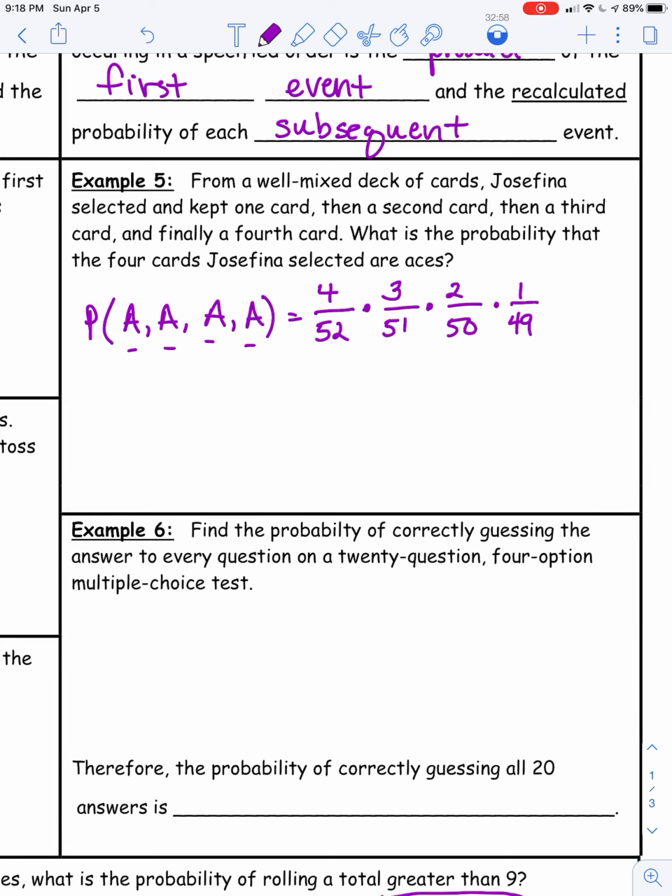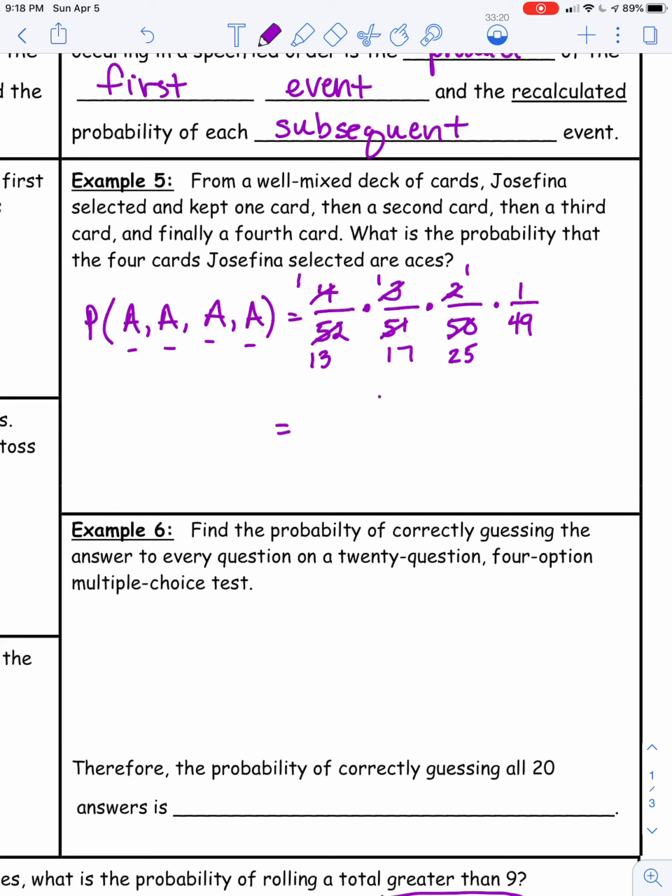Now, these are some big numbers here, and you might not be able to recognize that we can cross-cancel some of these, but we can. So let's see, 4 goes into 52 13 times. 3 goes into 51 17 times. 2 goes into 50 25 times. This is a humongous number, and I'm going to give you a wonderful gift here.